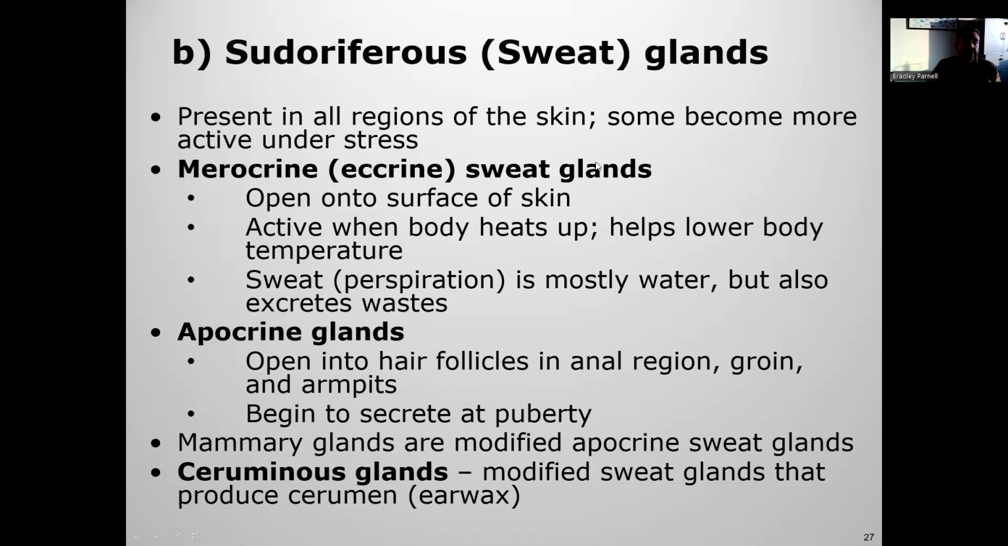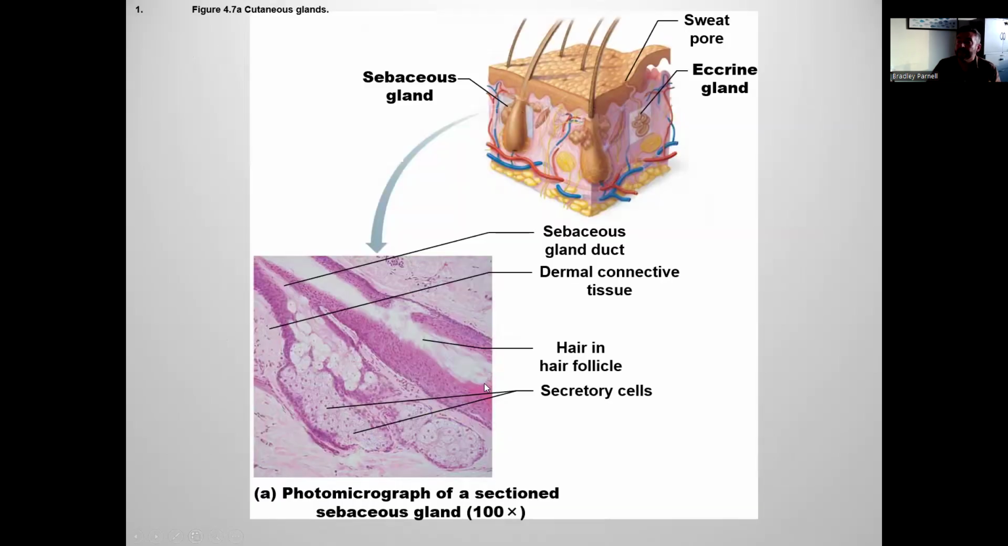A couple of modified sweat glands: we've got our mammary glands, which produce milk when a mother is lactating, and then ceruminous glands. Ceruminous glands secrete cerumen, better known as earwax. So our anatomical word for earwax is cerumen.